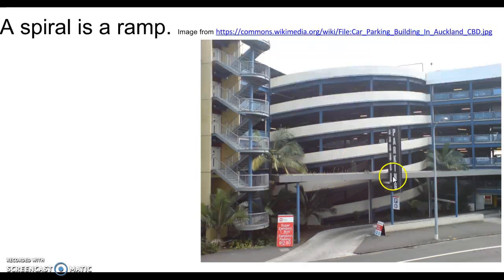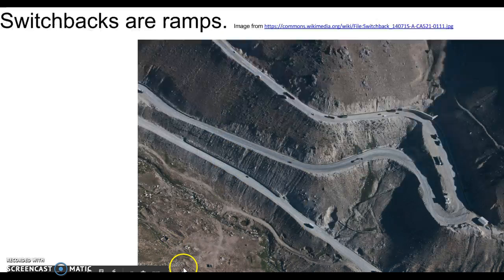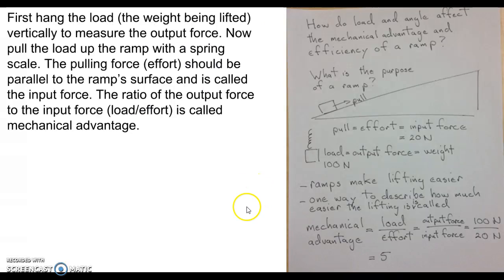Here's another ramp. Doesn't look like a ramp, but a helix or a spiral is a ramp. It's just been wrapped around a central axis, so we lift the car from ground level to the top of the parking garage here. Here's another example, similar to the train tracks. This is a road this time, except it's easy to go back and forth on a road compared to train tracks, and so these are called switchbacks.